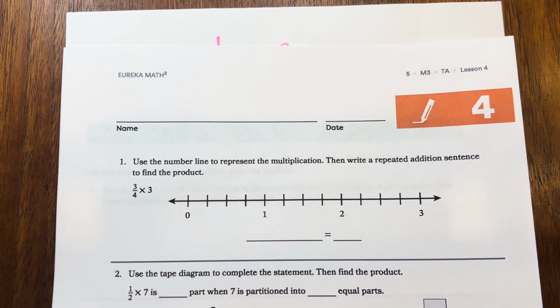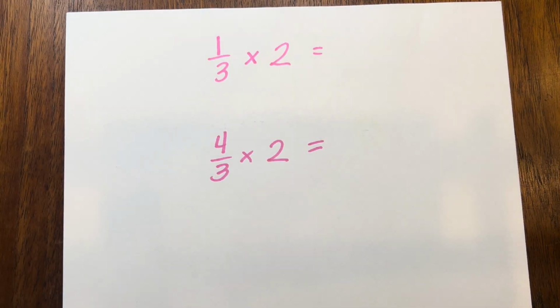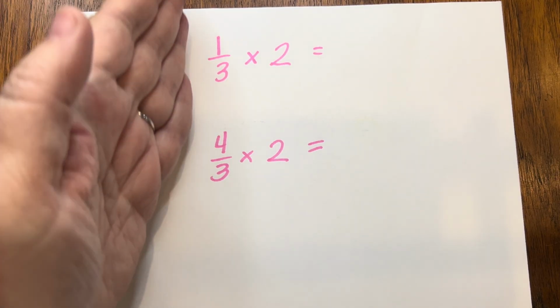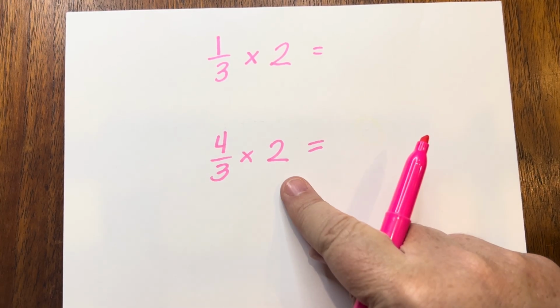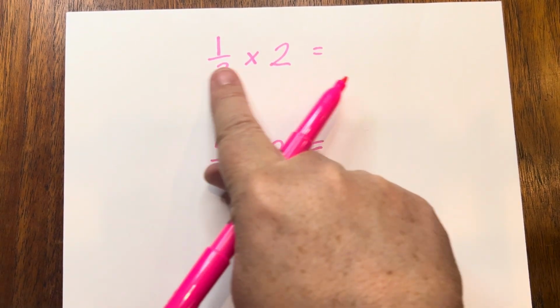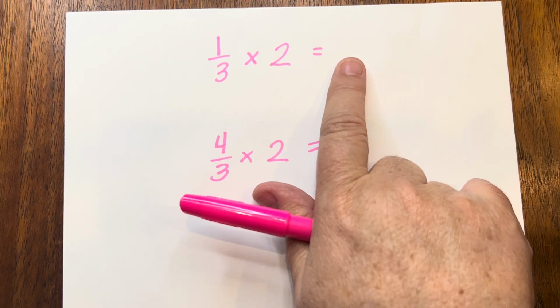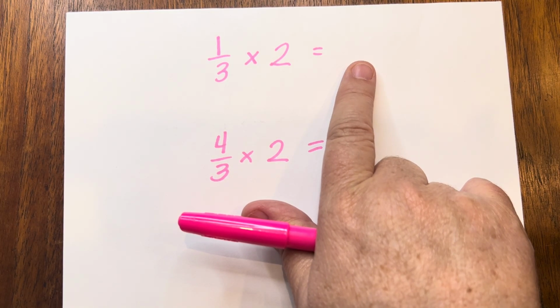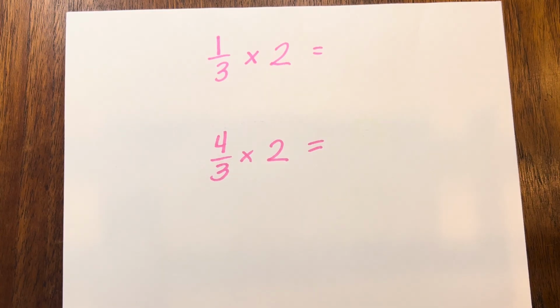I'm going to talk real quick about a concept that's really important. This will be very short. So I have two problems here. I have 1/3 times 2, and I have 4/3 times 2. And I want to ask you a question. By looking at these problems, can you tell me, will their product be greater than or less than 2?